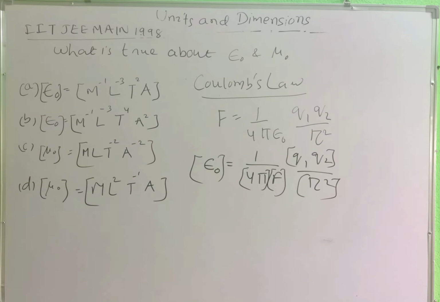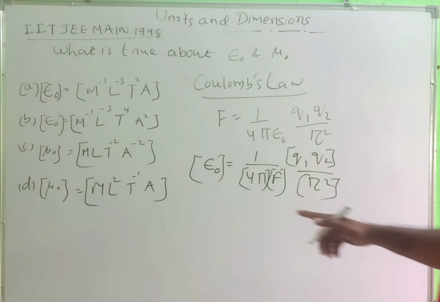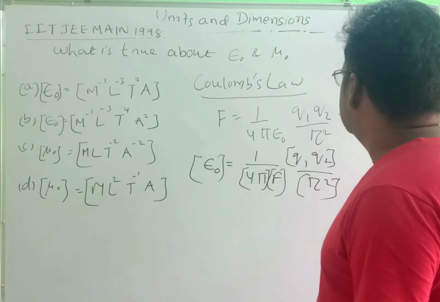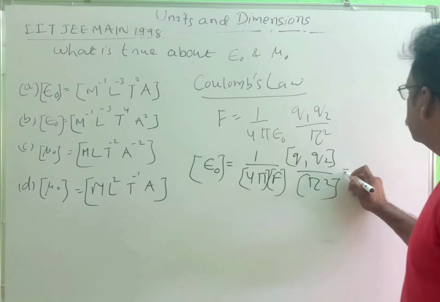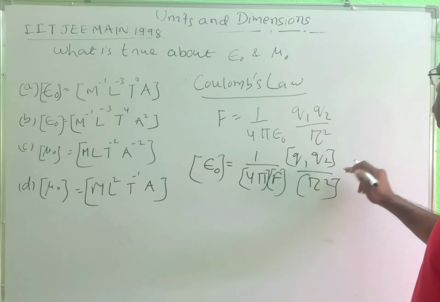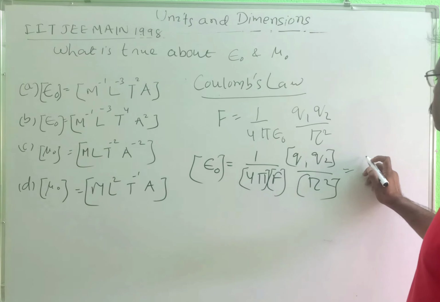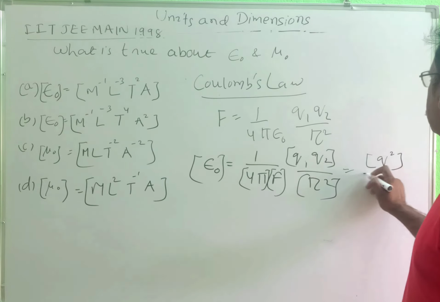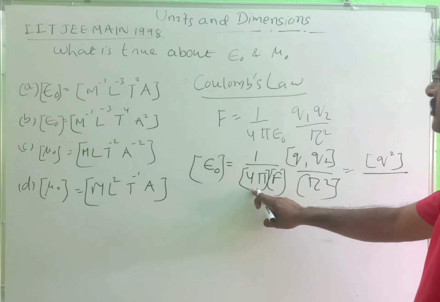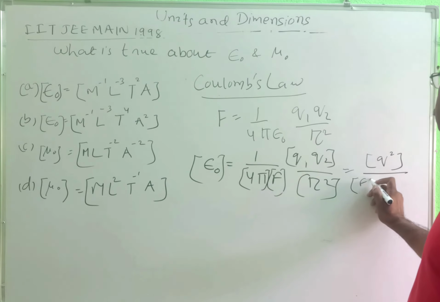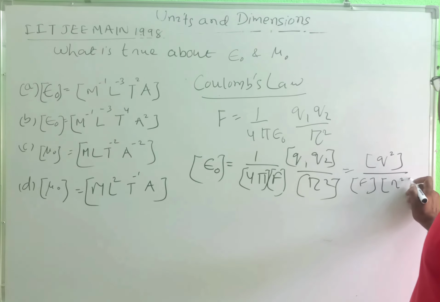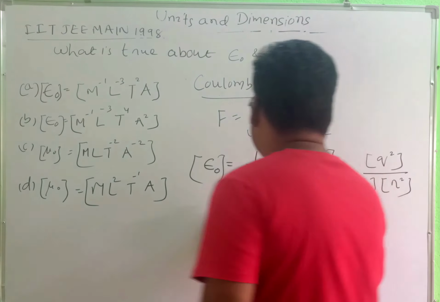So students, we got a formula for epsilon 0 from Coulomb's law of electrostatics. Okay student? So the dimensions of epsilon 0 will be equal to, what is this? This is charge. So we can write this as q square divided by 4 pi. Pi is a number students, so it is dimensionless. We can write the dimensions of F into dimension of R square. So what is Q student?